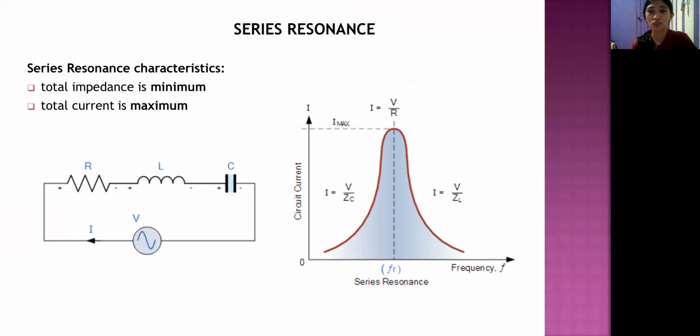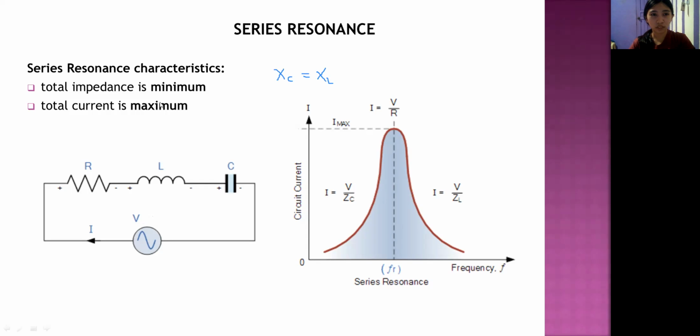So resonance is simply a circuit phenomenon in which the circuit power factor becomes unity, or in other words, the output of the circuit is maximum at one particular frequency. That particular frequency is what we call the resonant frequency, in which the capacitive reactance is equal to the inductive reactance.